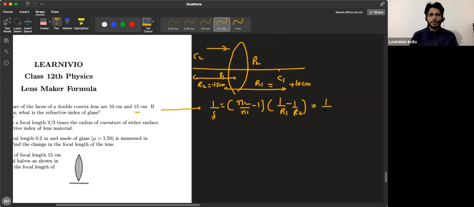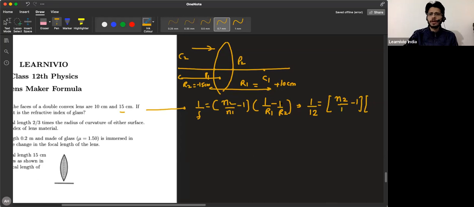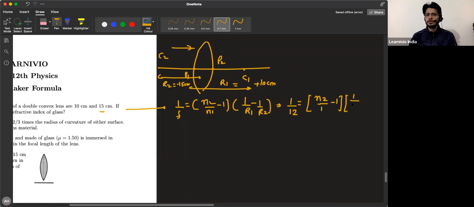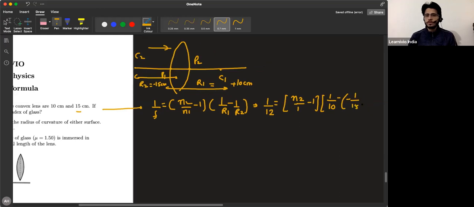1 by f is 1 by what? 1 by 15? No, 1 by 12. Is n2 by n1. n2 is glass. So refractive index is not given. n2 is not given. n1 is the refractive index of the surrounding medium. Nothing is given. That means surrounding medium is air. Minus 1. Then it's 1 by r1 minus 1 by r2. 1 by r1 is 1 by 10. Minus 1 by r2 is minus of minus 1 by 15.